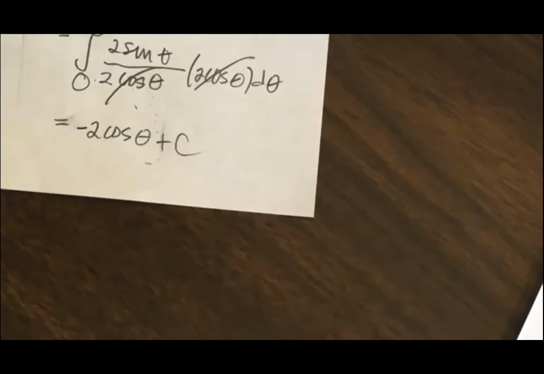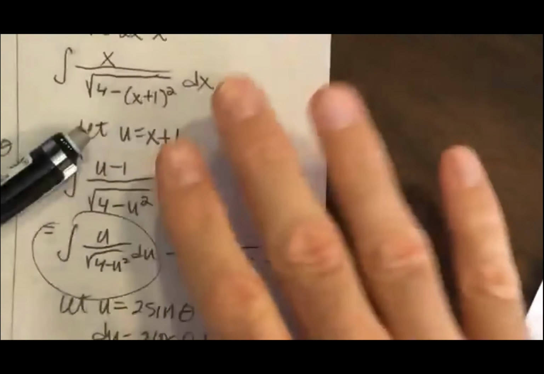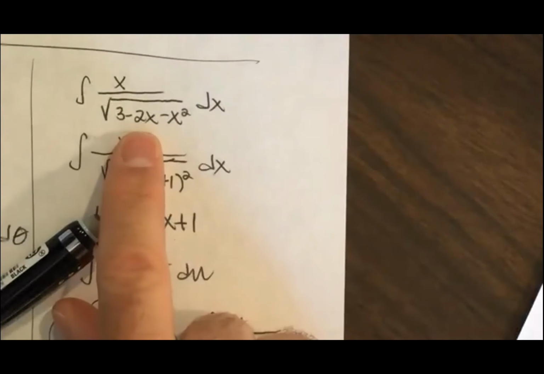So keep going, right, and do the rest. But I'm going to kind of bail because I think you can kind of see what to do. The trick on this one is if you get something that looks like this, you should probably complete the square.